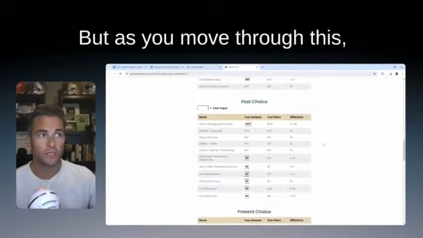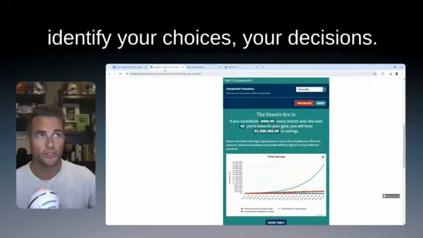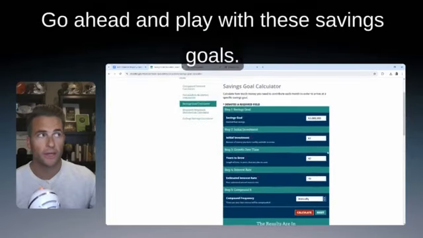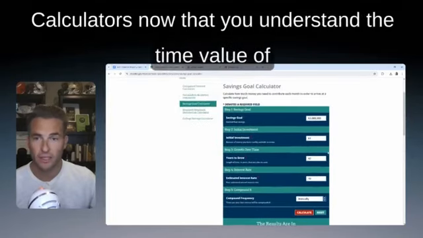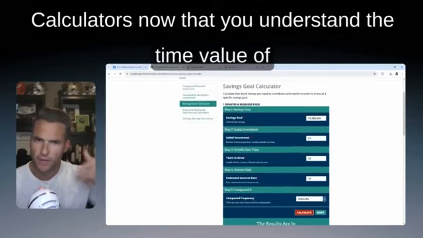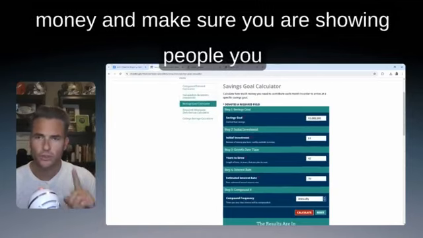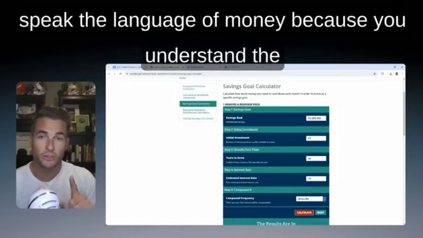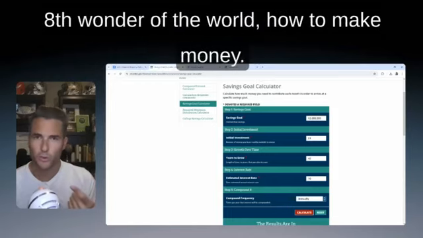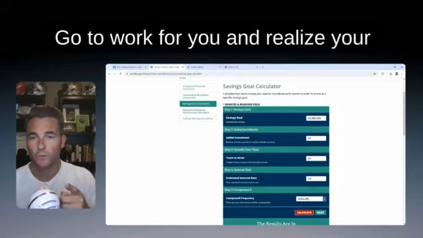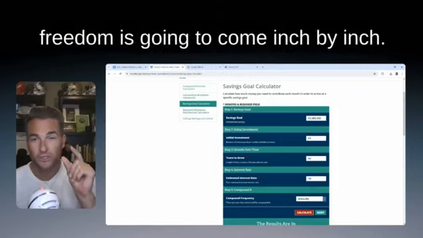But as you move through this, identify your choices, your decisions. Go ahead and play with these savings goals calculators now that you understand the time value of money, and make sure you are showing people you speak the language of money, because you understand the eighth wonder of the world, how to make money go to work for you, and realize your freedom is going to come inch by inch.